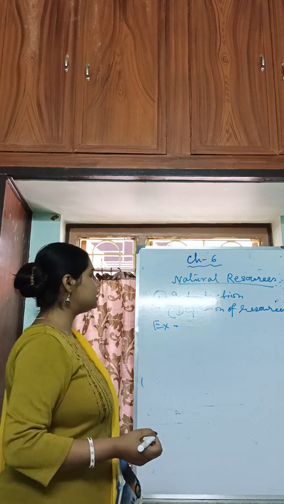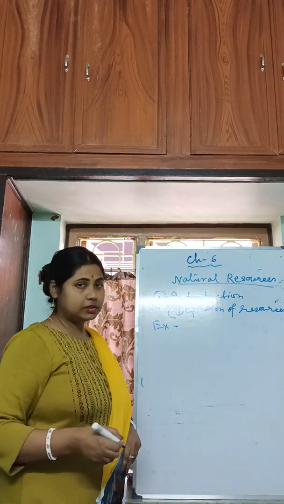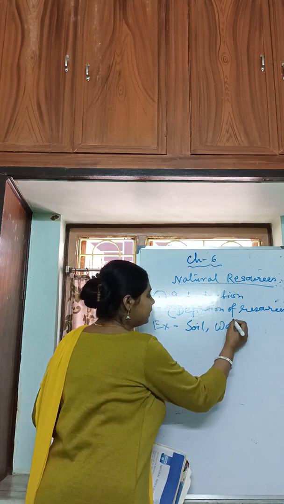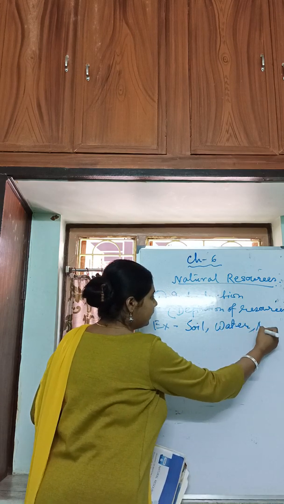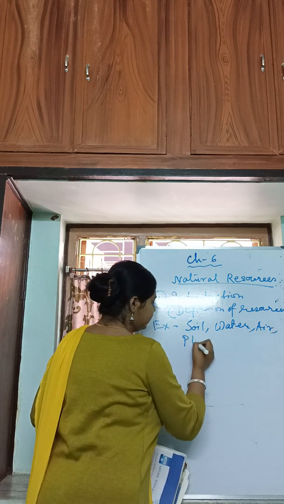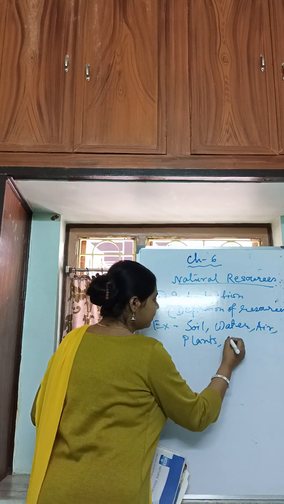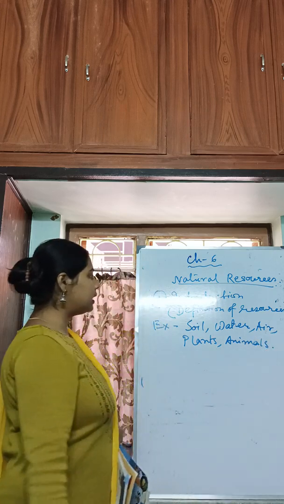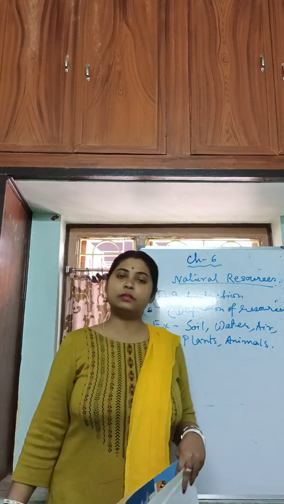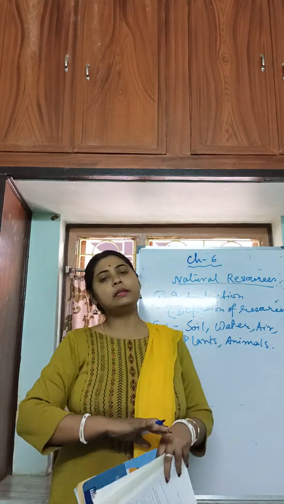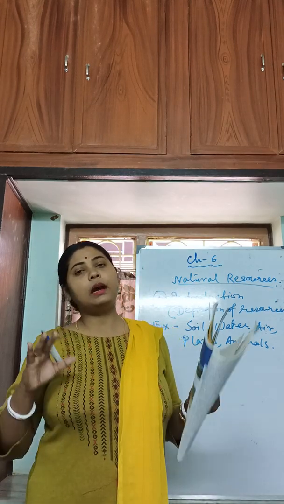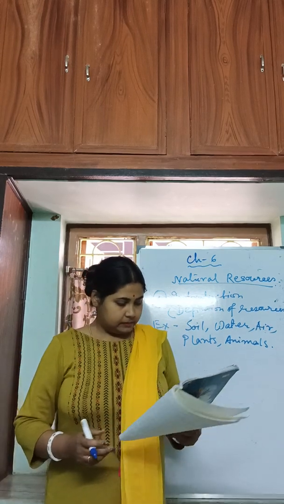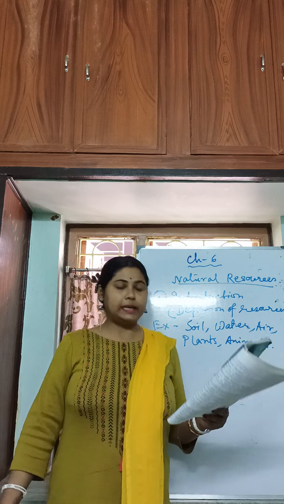Example is also given. As examples of natural resources, we are telling the soil, water, air, plants, even animals. They all are known as our natural resources, because they are helping us in different ways. Next paragraph, use of natural resources.